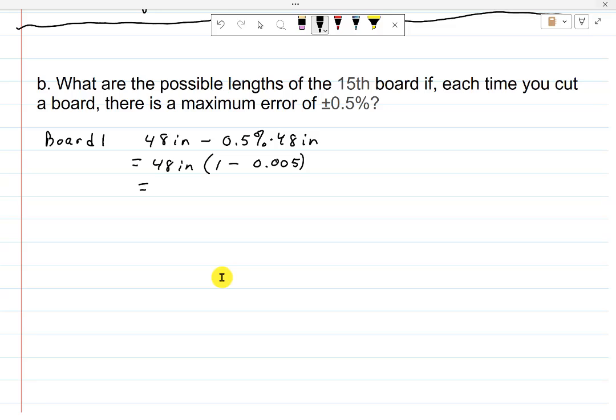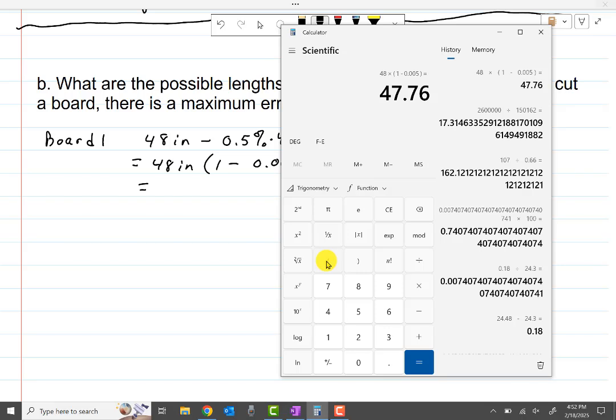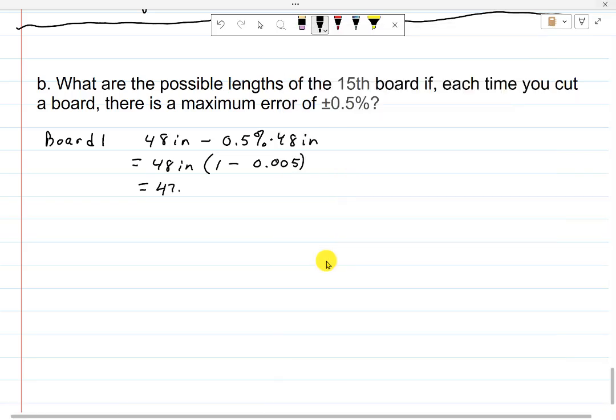And you can have your calculator do this, especially if it lets you see what you type in. So I'm going to have 48, and then I can do a parenthesis. See this? It'll automatically assume it's multiplication, and then I go 1 minus 0.005, and I'll finish off the parenthesis and hit enter. So I get 47.76. That's board 1. This is on the low, that's the low end.